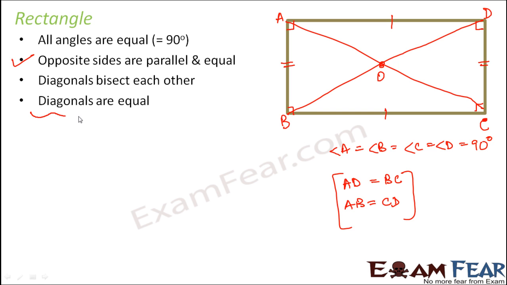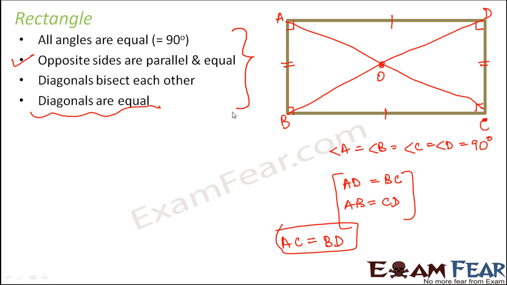Diagonals are equal. This is something new, that diagonals are also equal. That is AC is equal to BD. Now when you look at the properties of a rectangle, do you see any similarity between a rectangle and a parallelogram? Yes. The second and the third property are common between a rectangle and a parallelogram. Is there any property which is extra in the case of a rectangle? Yes. The first property and the fourth property.